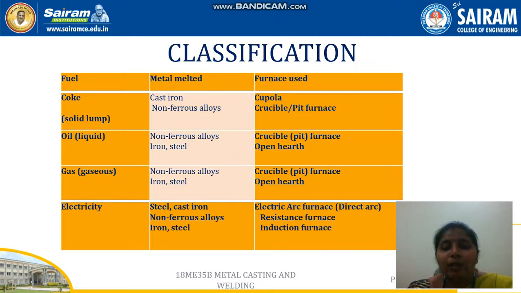And the last one is using electricity. So using electricity we can melt steel, cast iron, non-ferrous alloys, iron and steel. And the furnace used for this is the electric arc furnace, that is direct arc furnace, resistance furnace and then induction furnace. So this is a classification of furnace based on the fuel used, metal melted and furnace used.